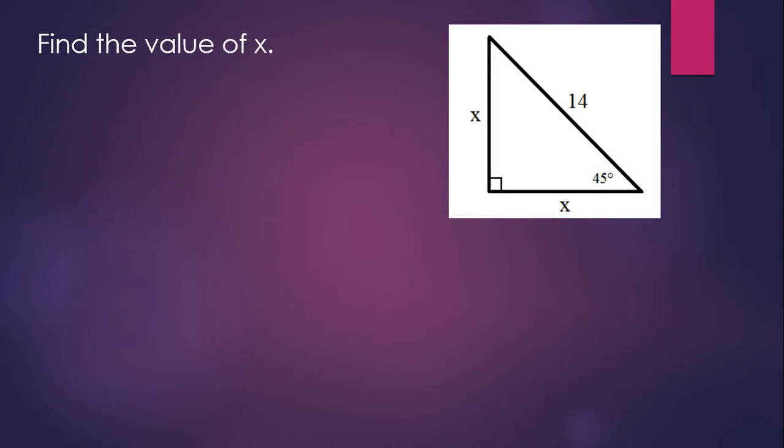Find the value of x. In a 45, 45, 90 right triangle, there's a relationship between the lengths of the legs and the hypotenuse. That relationship is, if you multiply the length of a leg times the square root of 2, you'll get the length of the hypotenuse.